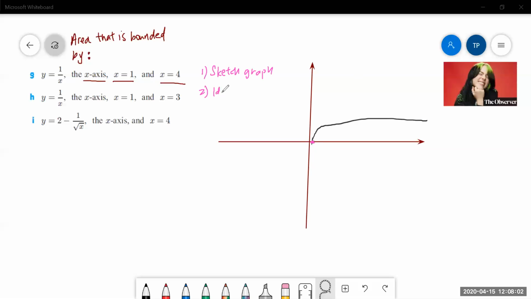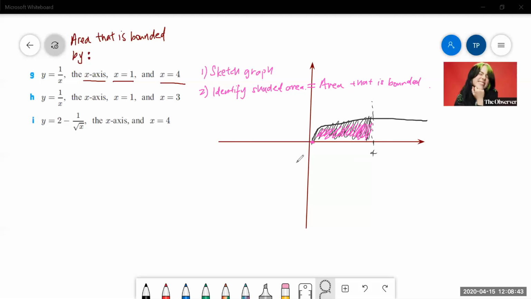Step two, identify the shaded area. So where's the shaded area here? As in shaded area meaning the area that is bounded. Basically, it's the x-axis and 4. Okay, can you sketch for me? So like here. Very good. So now you know that this whole part is above the x-axis. If it's above the x-axis, the area will be positive.